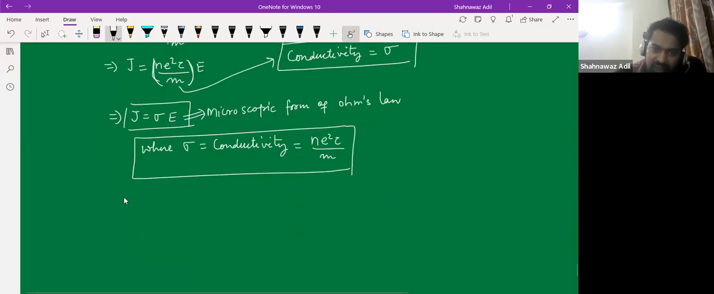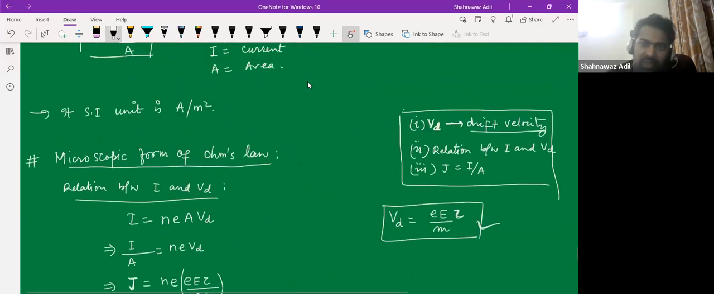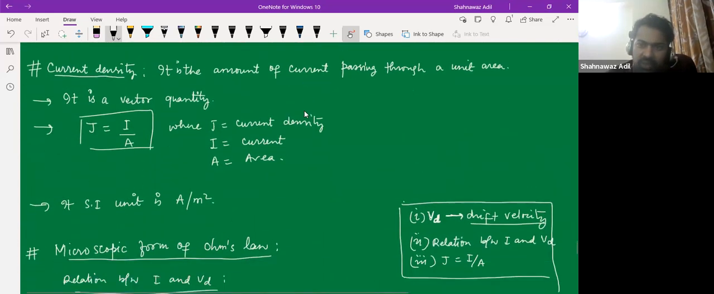If we write it in vector form, J vector would be sigma times E vector. So this is what we call the microscopic form of Ohm's law. Is this clear? Do you guys have any doubt or any question that you want to ask? No, sir. Okay.